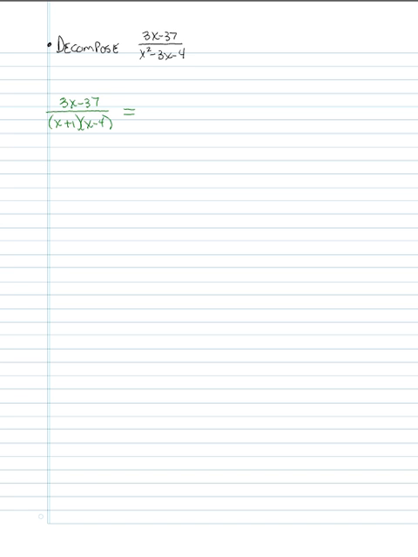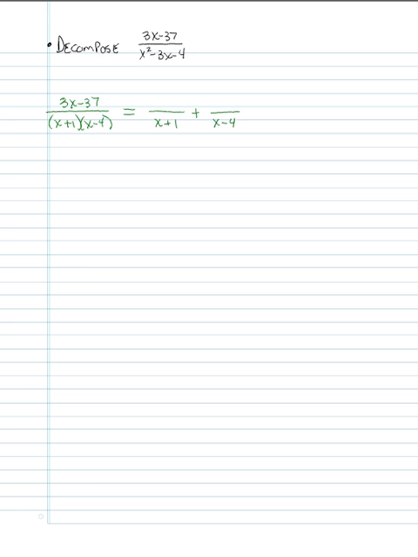What I will tell you is that because we have two factors and they're both linear factors to the first power, we're going to have a fraction that has, in each case, a factor of the denominator as the denominator of the fraction. So we know it's going to look like something over x plus 1 plus something over x minus 4. That's what it's going to look like. And I'll be more specific here later on.